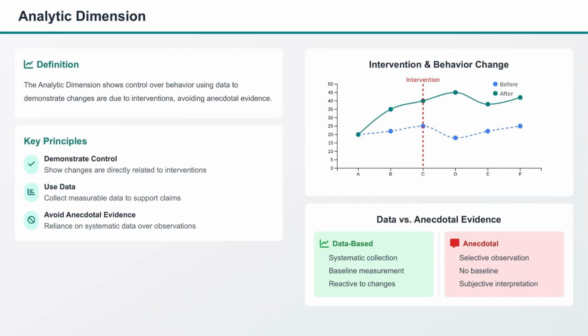The analytic dimension is crucial for establishing control over behavior. It's not enough to just implement interventions. We must also demonstrate that the changes we see are directly due to the intervention and not other factors. This is where data comes in. By collecting measurable data, we can show that behavior changes are attributable to the intervention and not just due to random fluctuations or other variables. This dimension emphasizes the importance of using objective evidence, not just anecdotal observations.